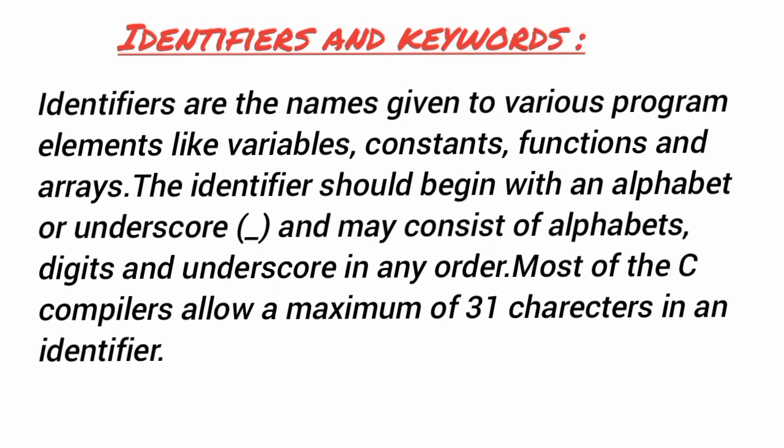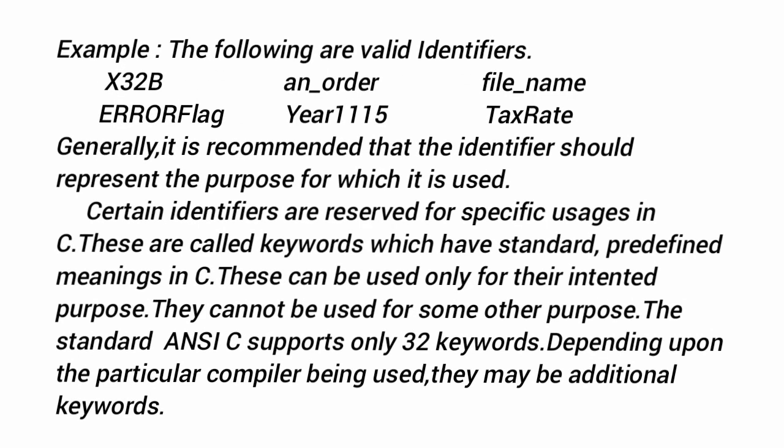Identifiers and keywords. Identifiers are the names given to various program elements like variables, constants, functions, and arrays. The identifier should begin with an alphabet or underscore and may consist of alphabets, digits, and underscore in any order. Most C compilers allow a maximum of 31 characters in an identifier. The following are valid identifiers.